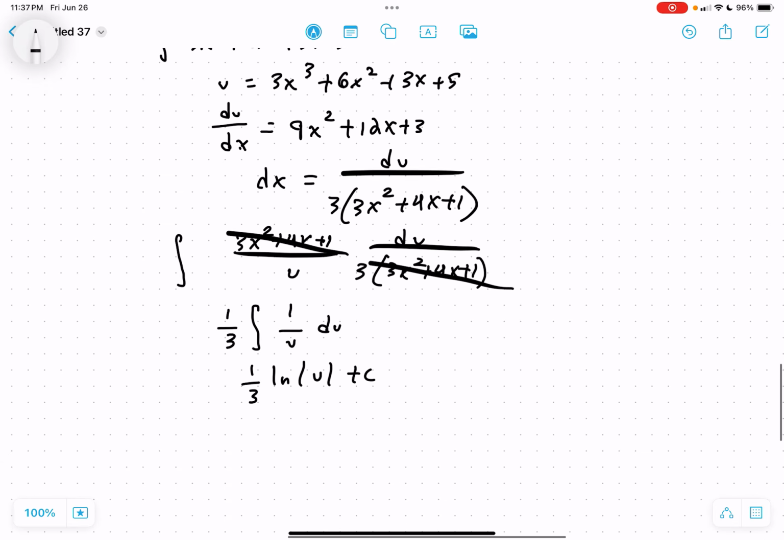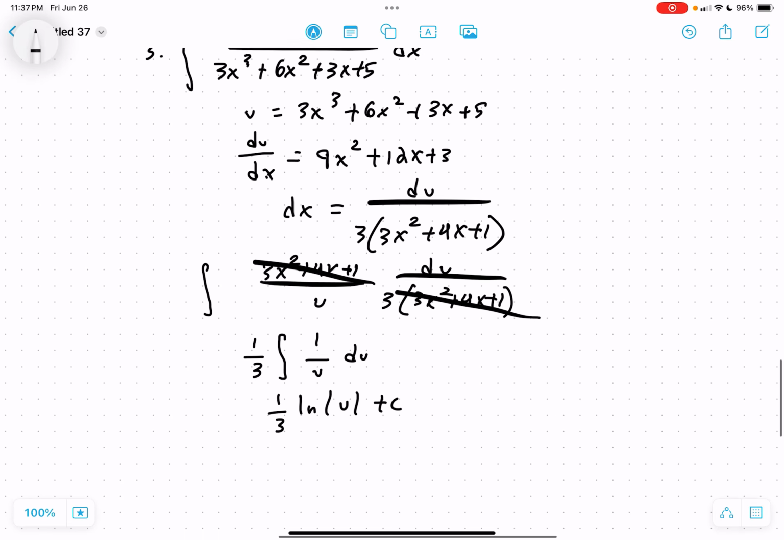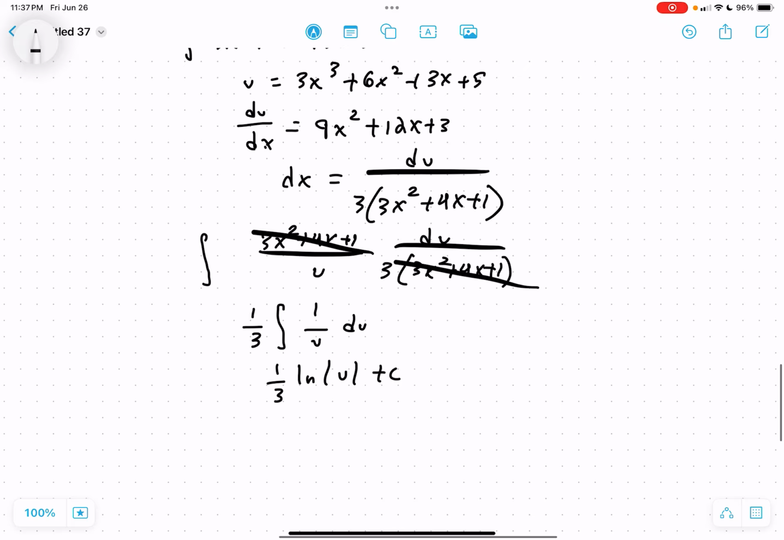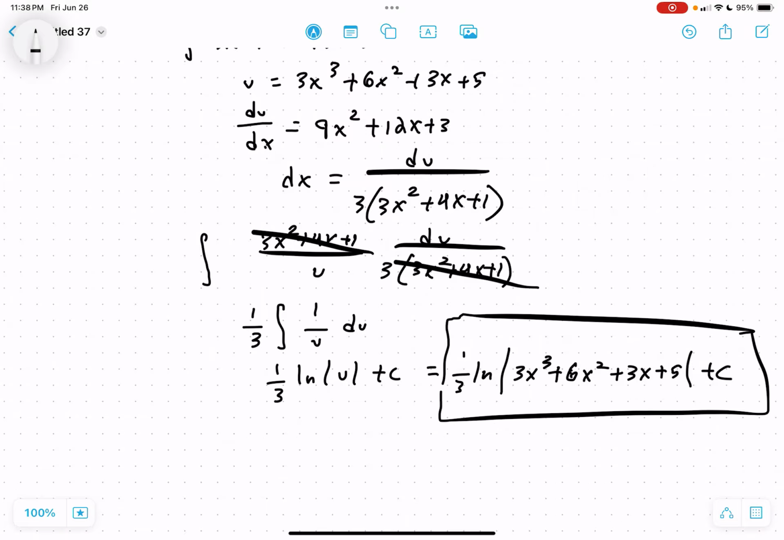And now all I have to do is sub back in u, which I let to be 3x cubed plus 6x squared plus 3x plus 5. And I get 1/3 ln of the absolute value of 3x cubed plus 6x squared plus 3x plus 5 plus c. And that is my answer for the third integral.